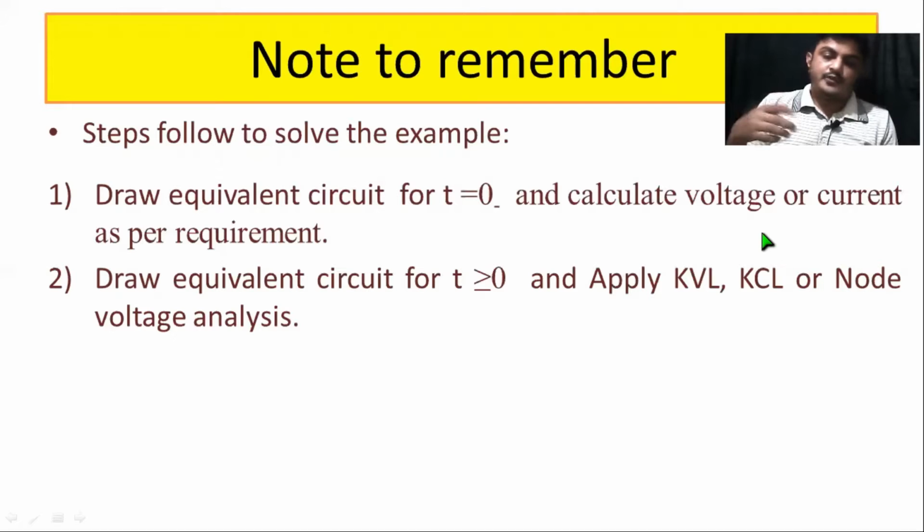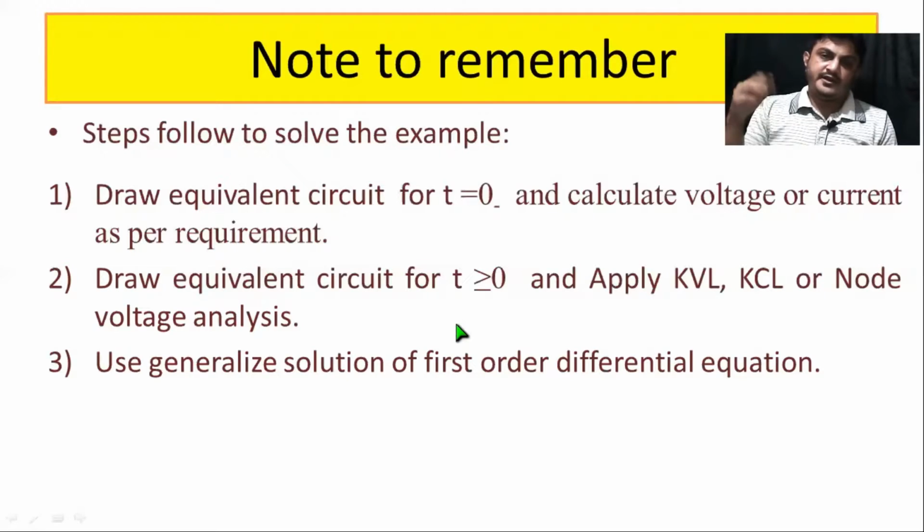Then in the next step, we are going to draw the equivalent circuit for t greater than 0. So t greater than 0 means after the switching. And again, we apply KVL, KCL and node voltage analysis depending on our requirement. Most of the time when we want to find the current, we will apply KCL, and whenever we have to find some node voltage or voltage across the capacitor, we apply KCL combined with node voltage analysis. So this is the second step to find the solution of the first order differential equation.